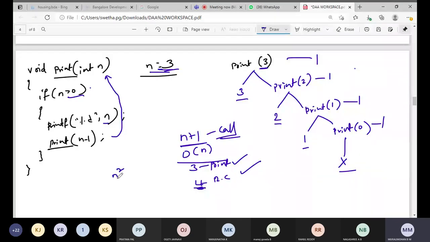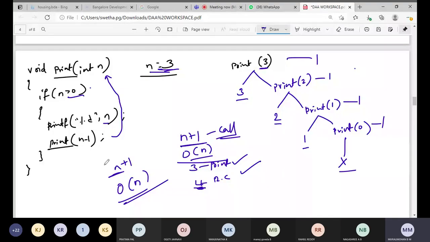Suppose you have n square plus 2n plus 1, then the order of growth will be n square. Kindly remember this one: the highest order we will take. Is it clear? Yes. So here, since we have n plus 1, the highest order we have is n, so we are taking order of n.